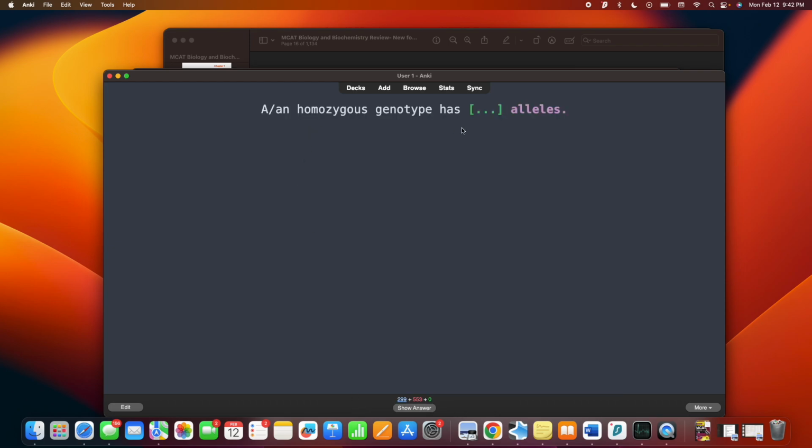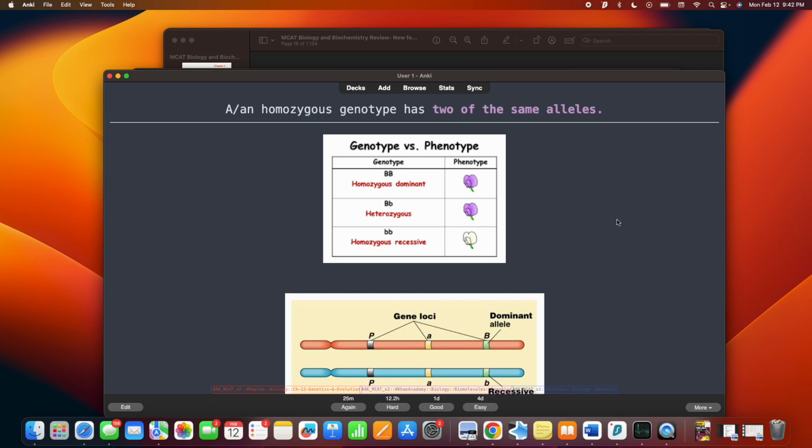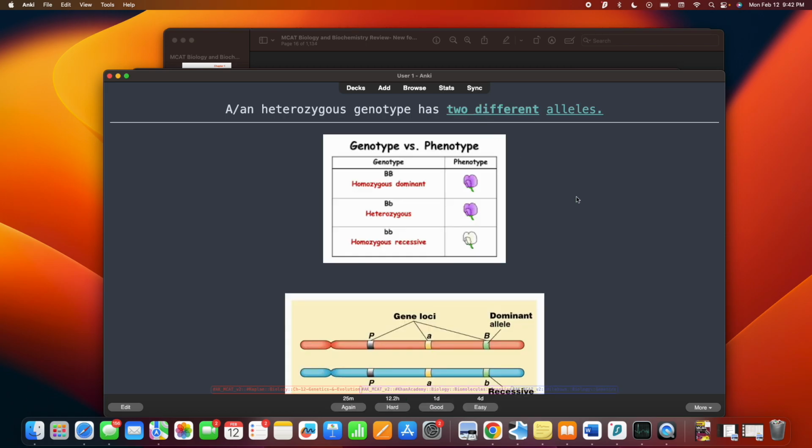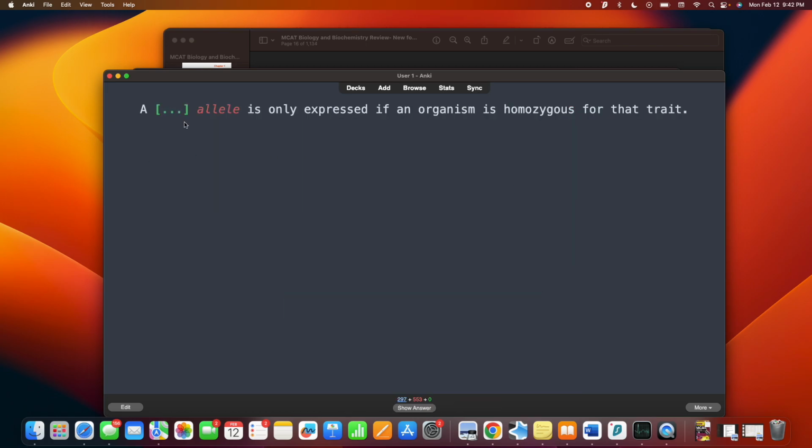A homozygous genotype has what alleles? It has two of the same alleles. Yes. A heterozygous genotype has two different alleles. Yes. A what allele is only expressed if an organism is homozygous for that trait?